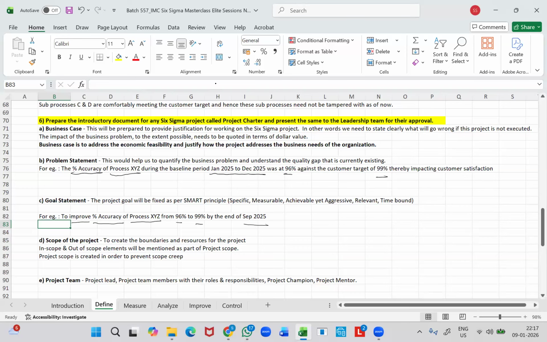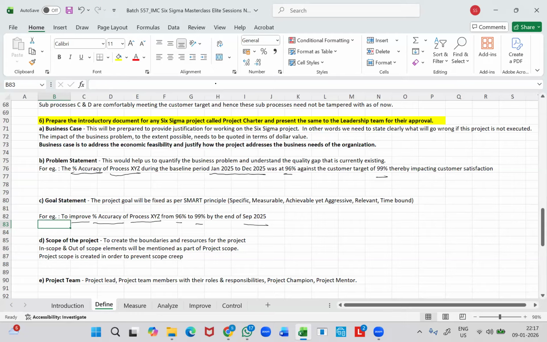So we should not be writing a goal statement like to improve percentage accuracy of process XYZ from 96% to 99% in 3 months' time. When this 3 month time would start, nobody will know. Correct? So we should not be making a vague reference to the timeline in the goal statement. We should be very, very specific with regard to the timeline.